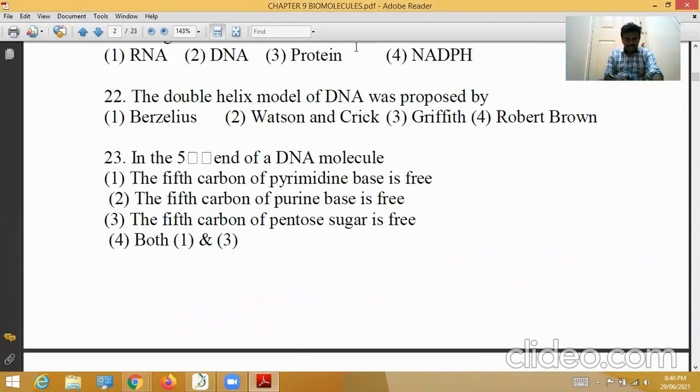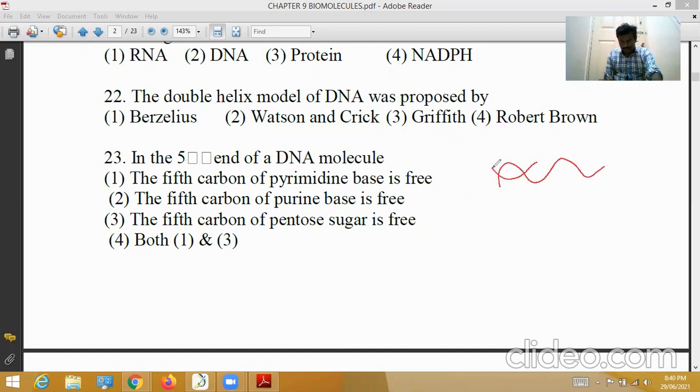23rd question. See here, in these two places, the 5 prime end of the DNA molecule. At the 5 prime end of the DNA molecule, generally like this way, DNA will be there. One strand is 5 prime to 3 prime, another is 5 prime to 3 prime. So in this 5 prime end of the DNA molecule, what would be there? The 5th carbon of pyrimidine base is free, it is a wrong option. Pyrimidine base is not free. The 5th carbon of purine base is free, it is a wrong option. The 5th carbon of pentose sugar is free.